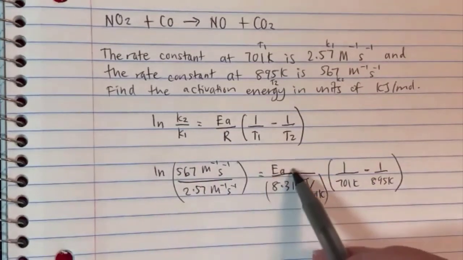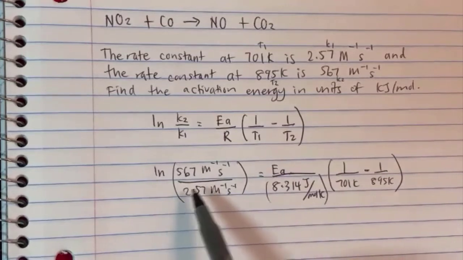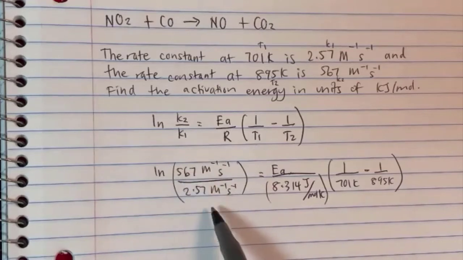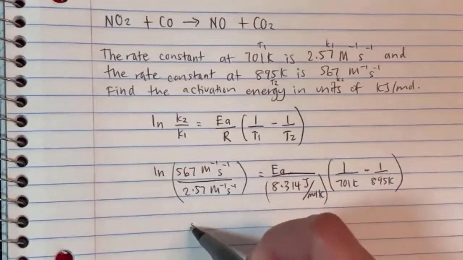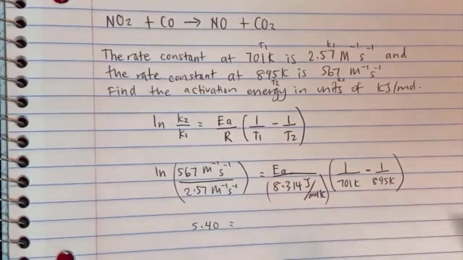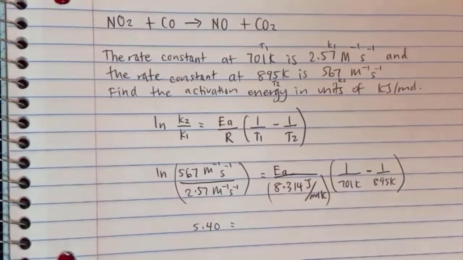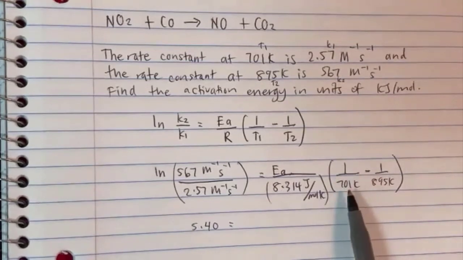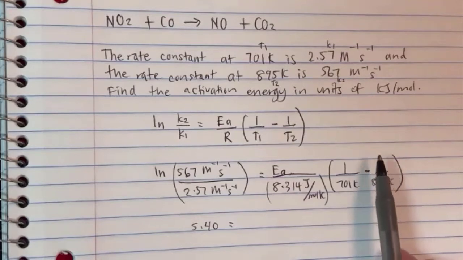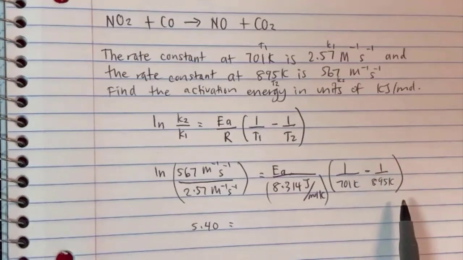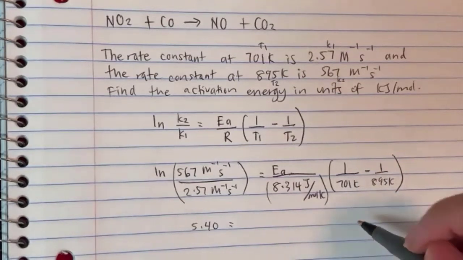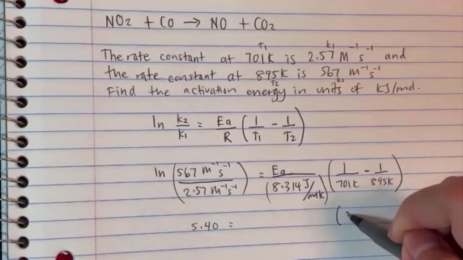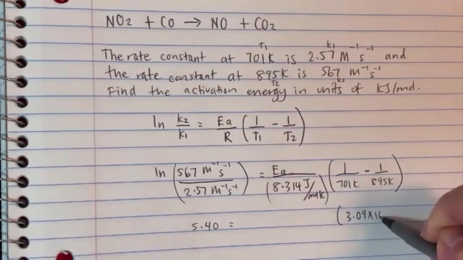So this part we're doing for EA here. Go ahead and put 567 over 2.57, get that number and take natural log of that, okay? And you end up getting something about 5.4 here. And then you can go ahead and put this in the calculator, 1 over 701, see what the answer is, put a bracket, and then minus bracket 1 over 895. So you need to know how to do these steps here. So for here, you should get something like 3.09 times 10 to the minus 4.